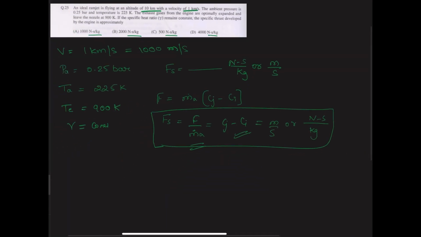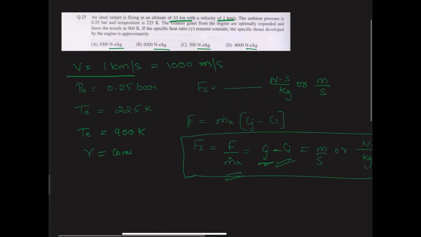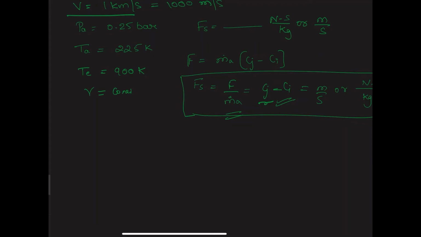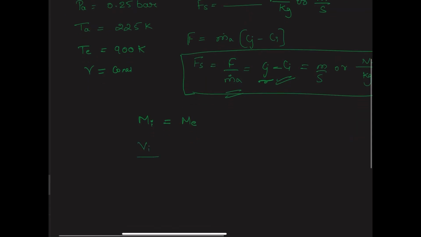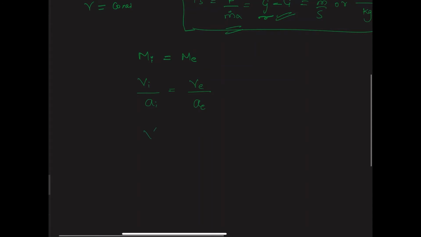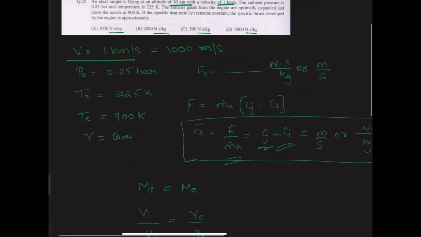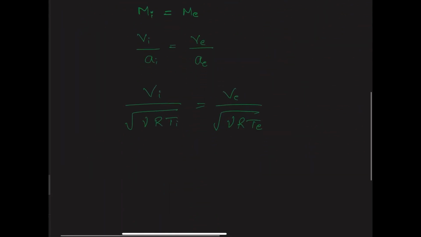Now, for specific thrust, we need Cj minus Ci. Here they have given us Ci, the initial velocity. You need to calculate Cj, and it is an ideal ramjet engine. For an ideal ramjet engine, we know the inlet Mach number will be equal to the exit Mach number, and Mach number can be written as velocity divided by speed of sound. Inlet velocity divided by root of gamma R Ti equals exit velocity divided by root of gamma R Te. In the question they have mentioned gamma remains constant and R is already constant, so these two terms cancel. So to calculate Ve, it is equal to Vi into root of Te divided by Ti.